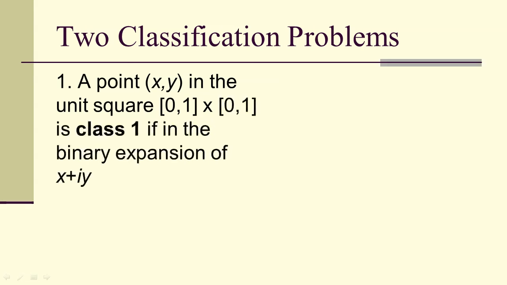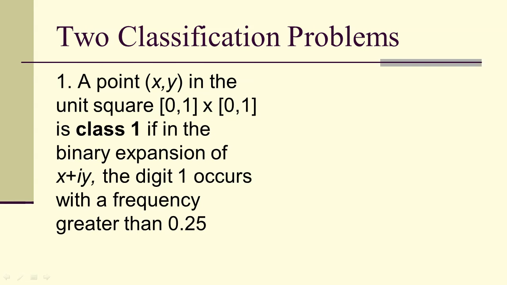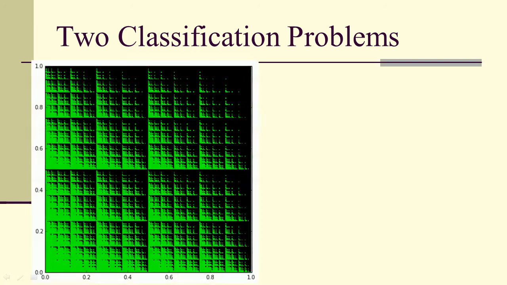Let's look at two examples of what I mean by complex. A point x, y in a unit square we'll say is in class 1 if in its binary expansion of x plus iy the digit 1 occurs with a greater frequency than 0.25, and it's class 0 otherwise. And this is what we get, this very complex image, which is a very difficult classifier problem.